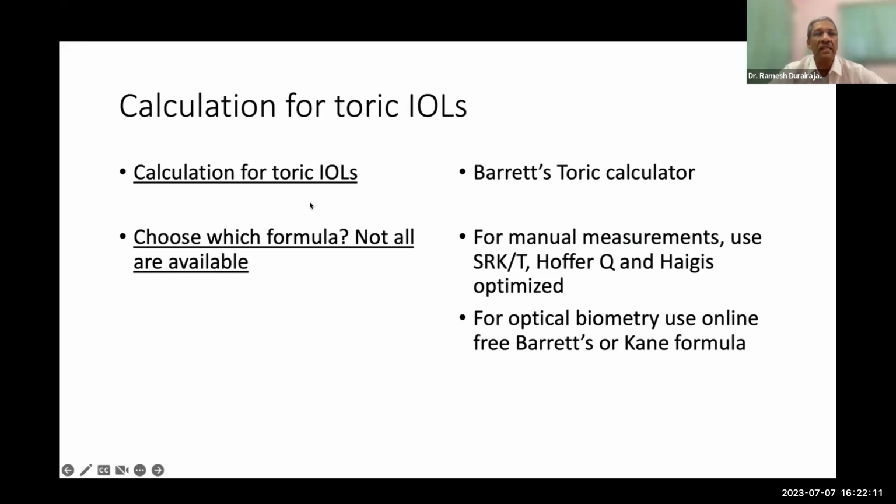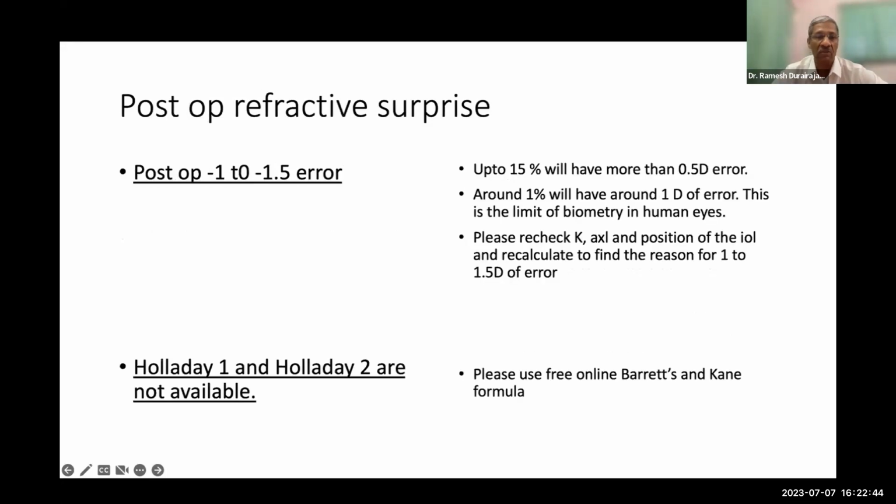Some of the questions that came up were: how do you do the calculation for Barrett's, and for toric IOLs? The answer is very simple. We can use Barrett's online toric calculator. Then, which formula? Not all of them are available in my machine. One of the participants had this question. For manual measurements with ultrasound, please use SRK/T, Hoffer Q, triple optimized Haigis, SRK2. These are available in all our machines. By choosing depending on axial length, we can get very, very good results.